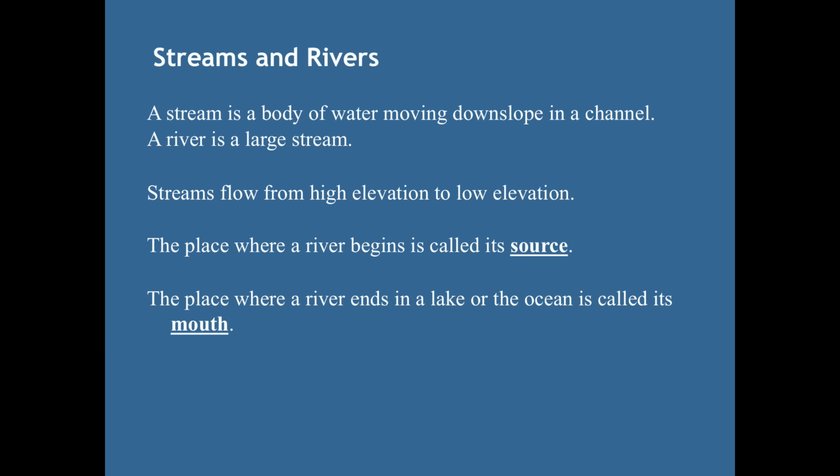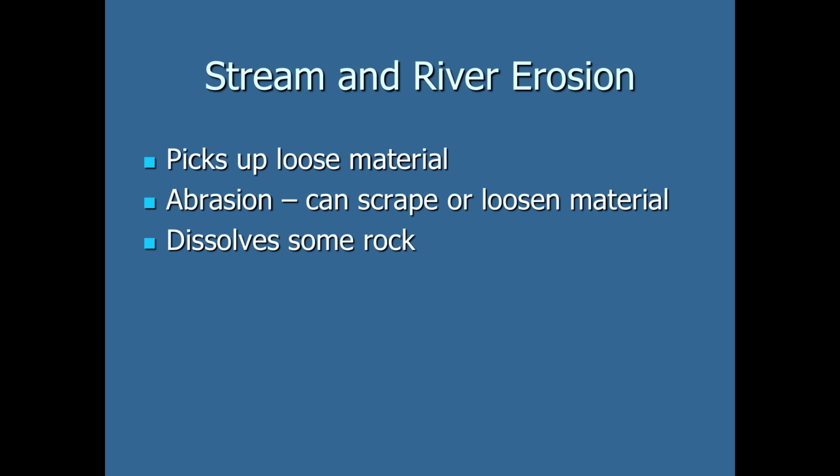A couple terms I'm going to use. The place where a river begins is called its source, and the place where a river ends in a lake or in the ocean is called its mouth. So as it moves from the source to the mouth, streams are going to do some erosion. So first off, it might just pick up loose material. There might be sediment already there because of weathering, so it'll just pick it up and move it along. Or because of abrasion, it can scrape off or loosen the material itself, so it can make the weathering happen and the erosion at the same time.